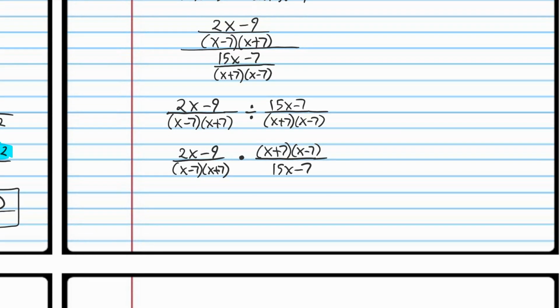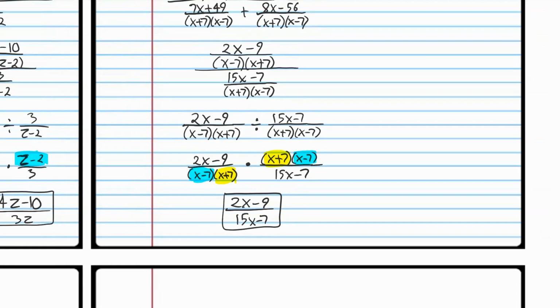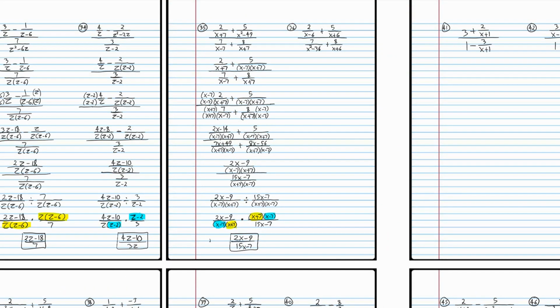All right, so we can cancel out. Whoops, I should probably use different colors for each one. Cancel those out. Cancel these out. So again, the highlighted parts you can just consider to be 1. So now we multiply straight across. Multiply the numerators. 2x minus 9 times 1 is just 2x minus 9. And 15x minus 7 times 1 is 15x minus 7. And you might think that this fraction is still somewhat complicated, but it's nowhere near as complicated as this fraction up here.